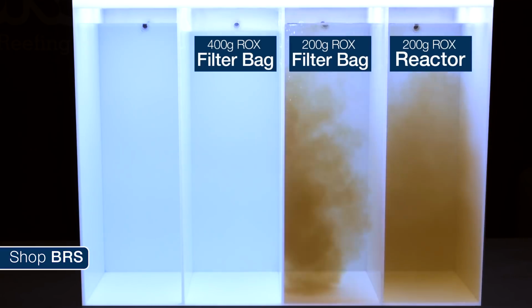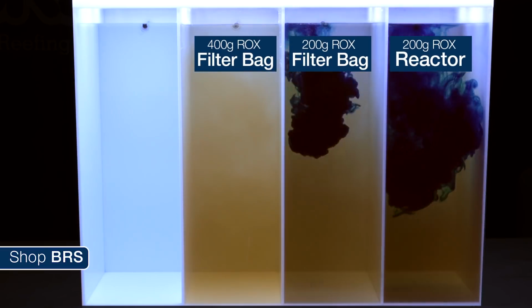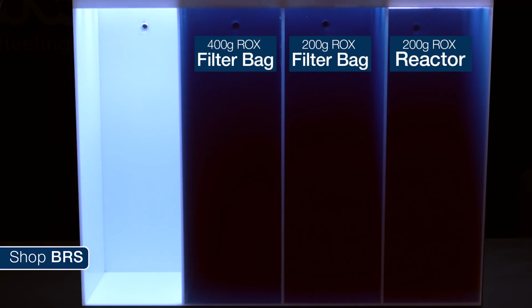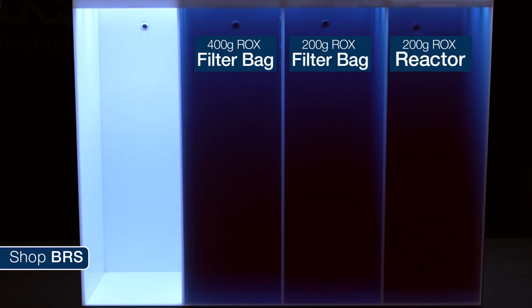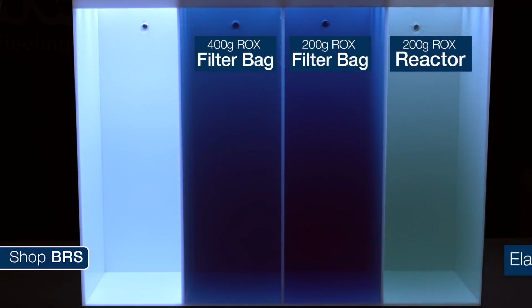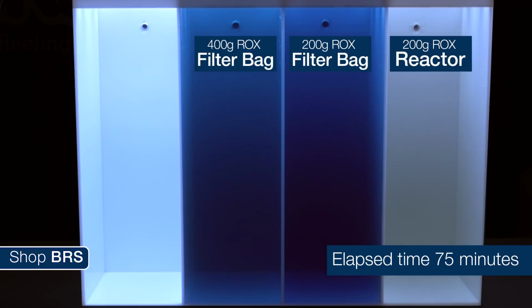All of these will work well, but to give you an idea of the differences, we set up another molasses and methylene blue test with a BRS reactor and a filter bag with 200 grams of carbon, as well as a filter bag with twice as much carbon, 400 grams. Not surprisingly, the reactor removed most of the contaminants in just 75 minutes.